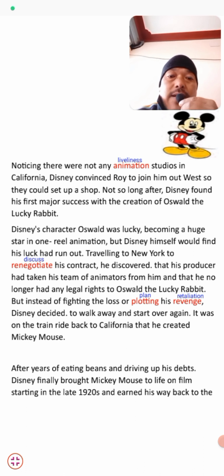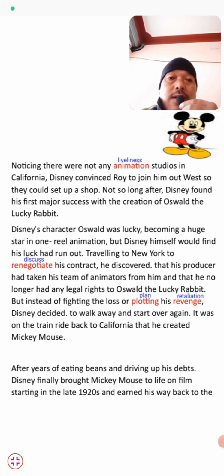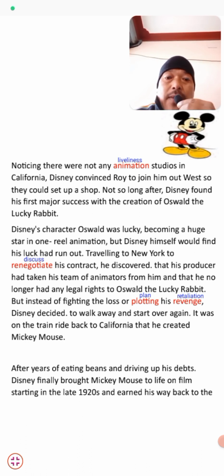But instead of fighting the loss or plotting his revenge, Disney decided to walk away and start over again. He did not give up his hope. It was on the train ride back to California that he created Mickey Mouse.